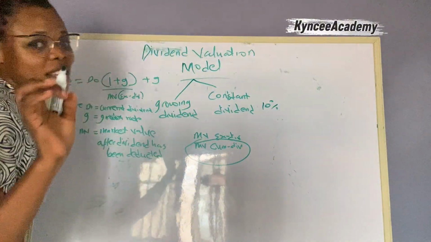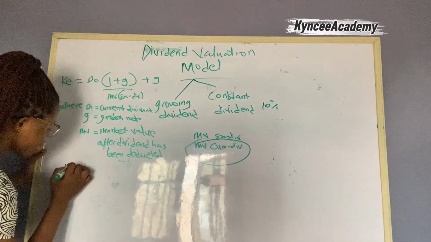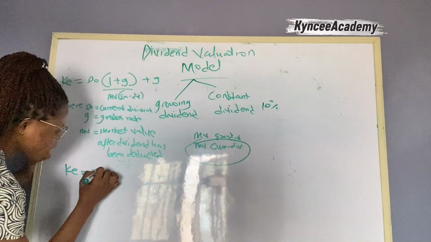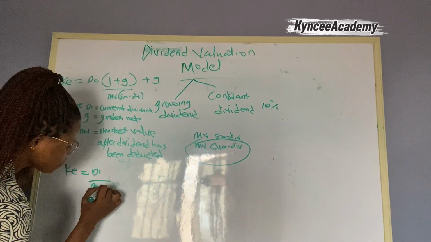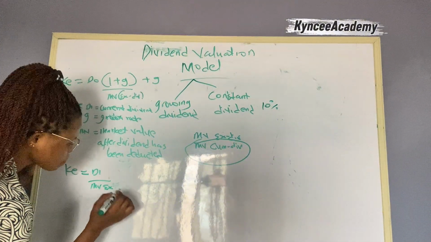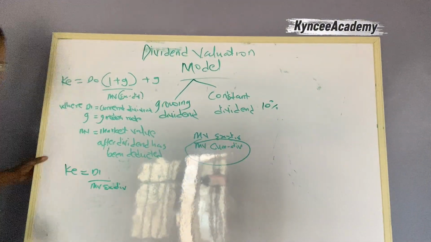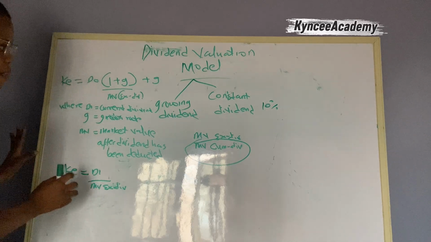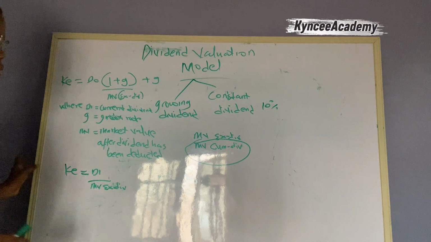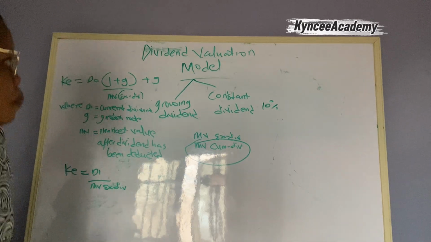So when dividend is constant, we now have KE is equal to D1 all over market value XD. So that's the formula. You understand?